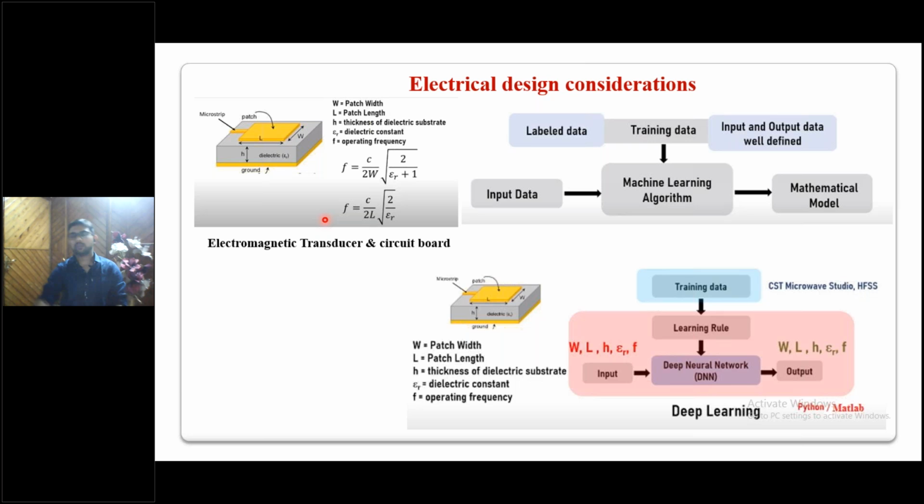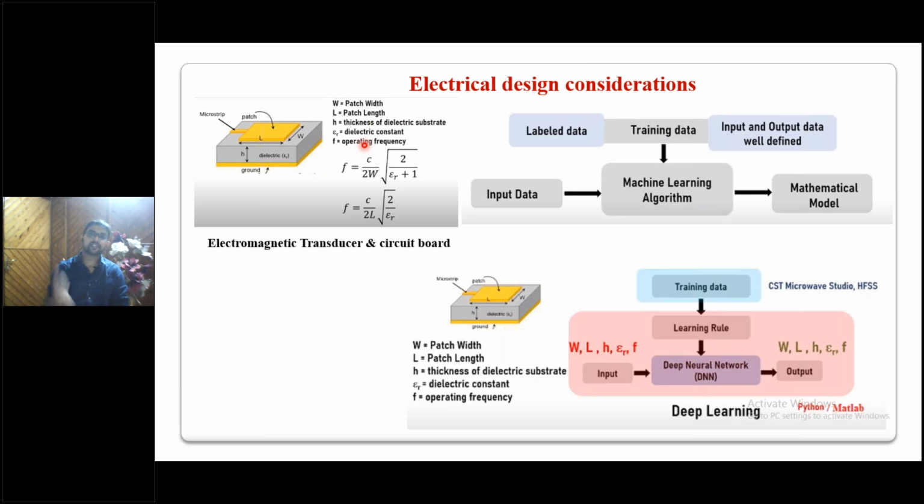Like we have bow tie antenna, horn antenna, Yagi antenna, and all these things we have got. And this is the patch, and we are feeding this with the help of a microstrip line. So this is the whole thing. So here W is patch width, L is patch length, H is the height of the dielectric, epsilon r is the dielectric constant, and F is the operating frequency.